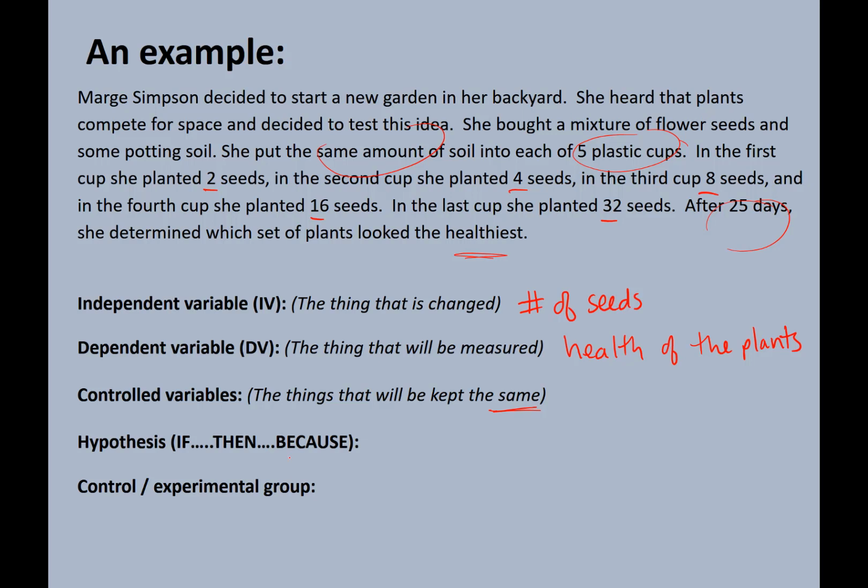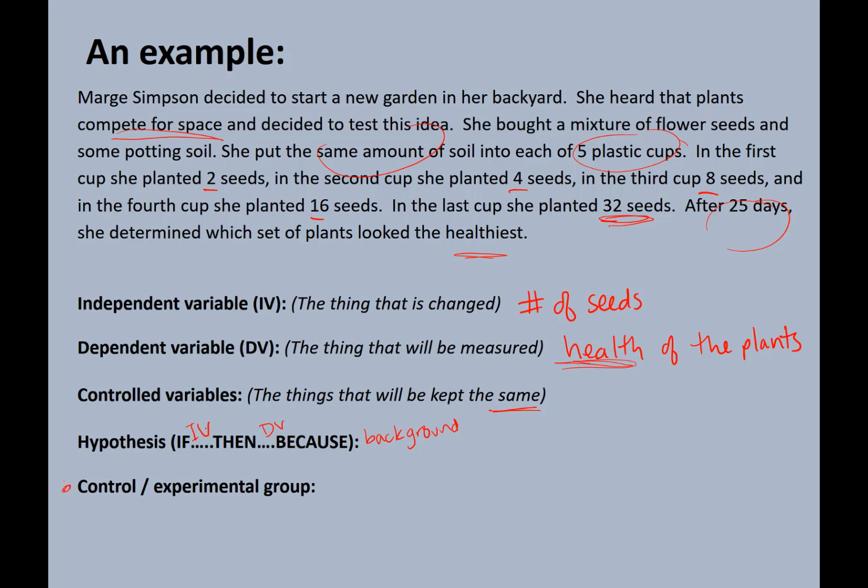And so her hypothesis, an easy way to remember how to write this is, if you put the independent variable, then you put the dependent variable, and the because is really from your background research, right? So if I plant more seeds in a cup, then they will decrease in health because they will compete for space, right? So not too hard at all.